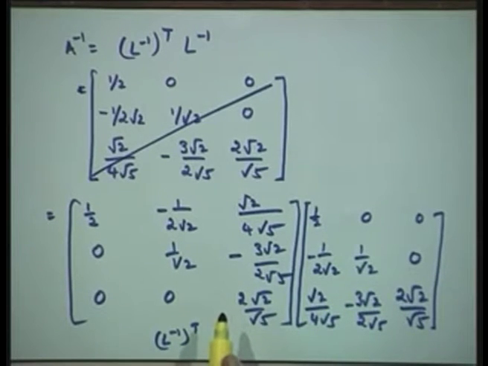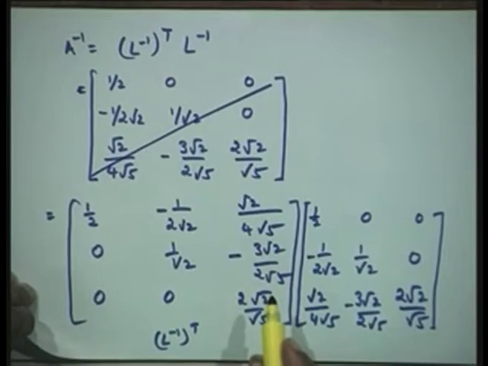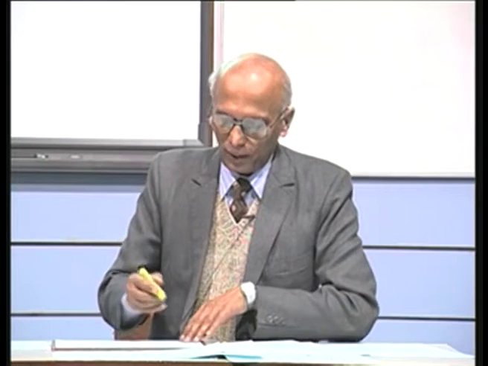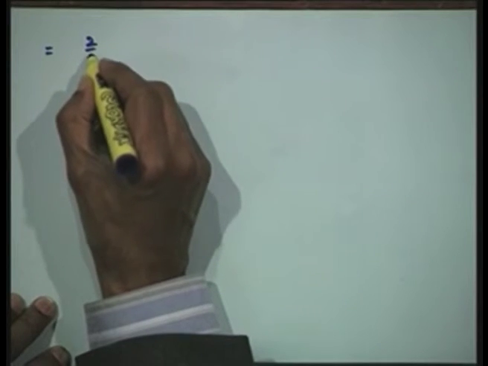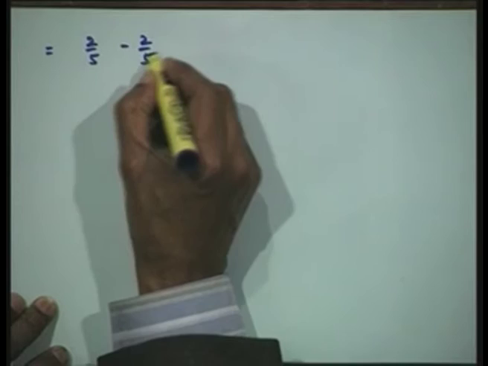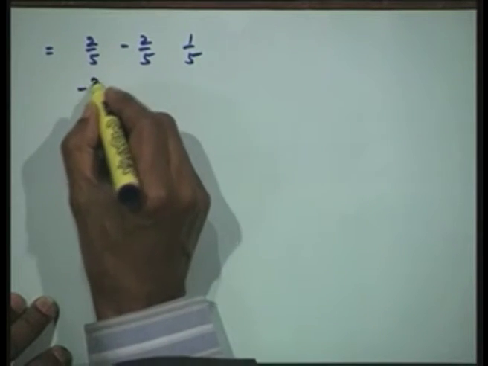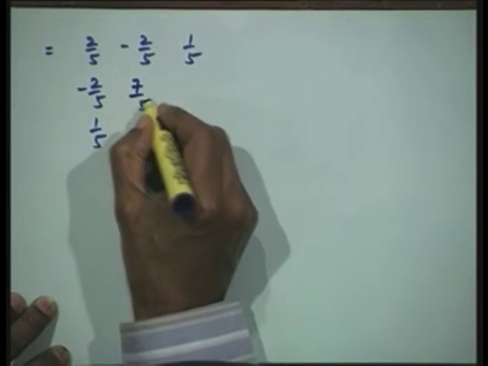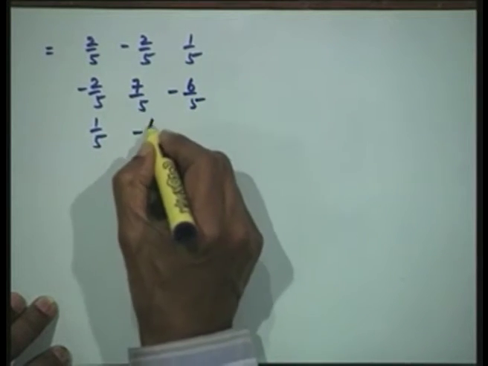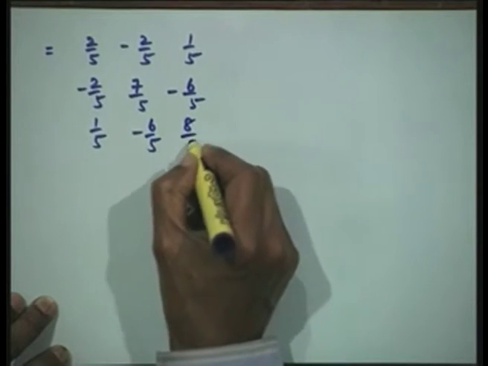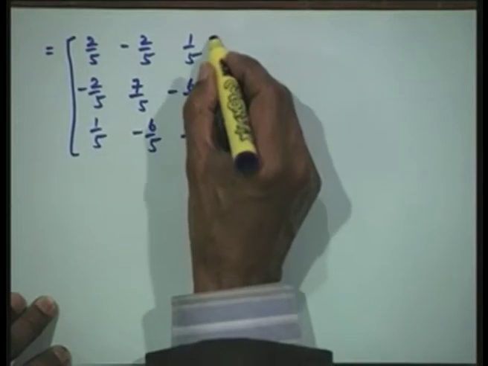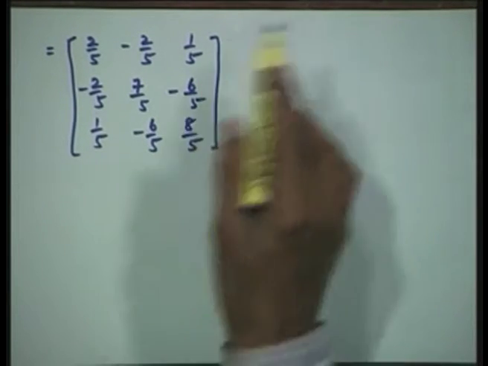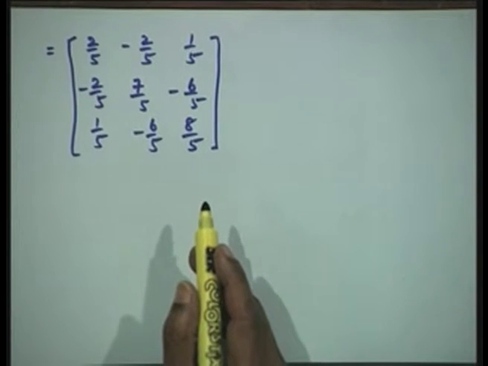Now, it is a very simple thing to just multiply it out and simplify it. I will give the value for this. So, the value that comes out is this, that is simply equal to 2 by 5, minus 2 by 5; 1 by 5, minus 2 by 5, this is symmetric, it will come as 1 by 5, 7 by 5; minus 6 by 5, minus 6 by 5, 8 by 5. This is obtained by just multiplying the two matrices that we have given there.